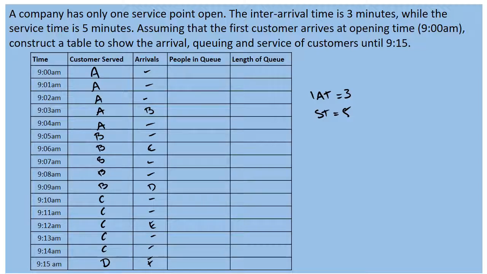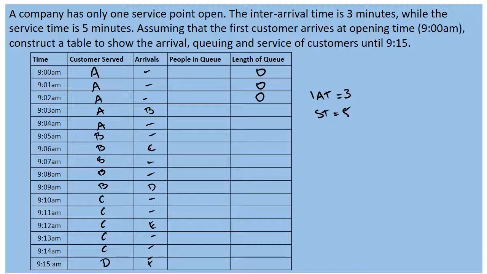Now let's consider the people in the queue. At 9 o'clock, there's no one in the queue. That customer is being served. So there's no one in the queue. So the length of the queue is 0. Same with 9:01. There's no one in the queue. 9:02. And let's have a look at 9:03. Well, there's one person in the queue, and that's customer B.